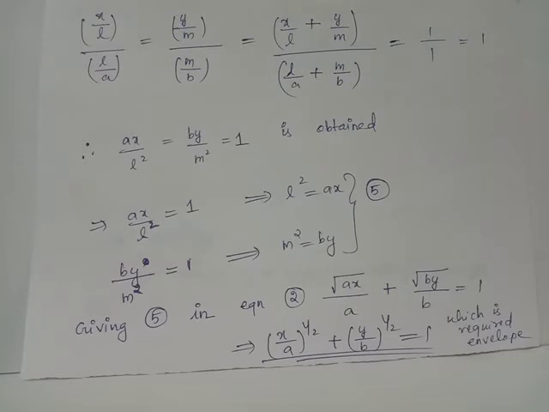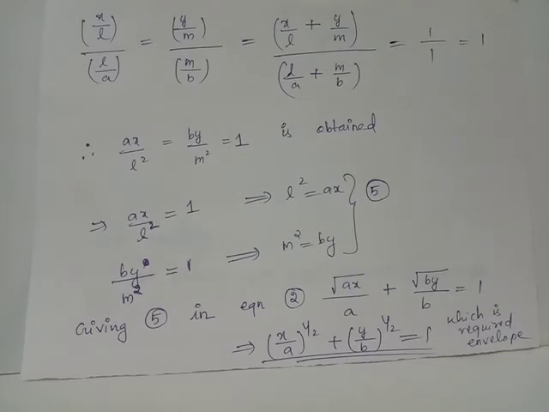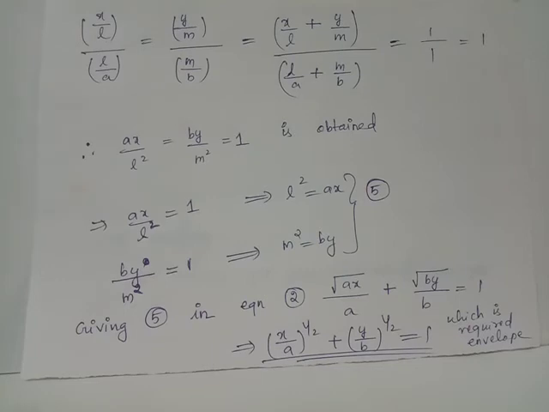When you substitute these relations in equation 2, which is the equation connecting parameters l and m, we have equation 2 rewritten as root of ax divided by a plus root of by divided by b equals 1. Taking square root on both sides, we will get l equals root of ax. Similarly, taking square root on both sides, here we will get m equals root of by. Equation 2 was l by a plus m by b equals 1, in which we will replace l by root of ax and m by root of by, which will give us this new equation.